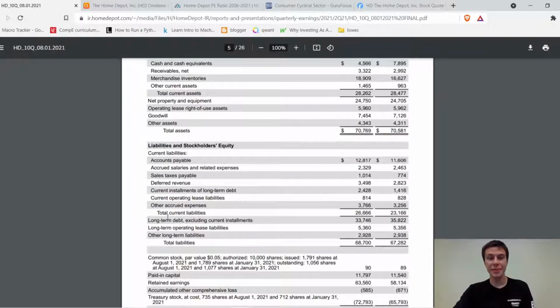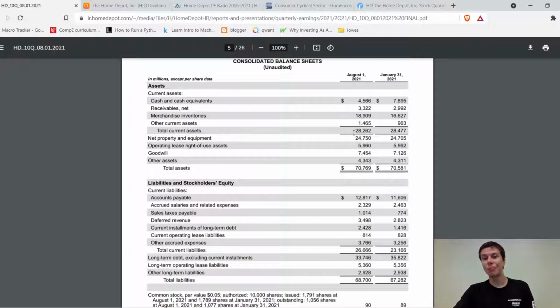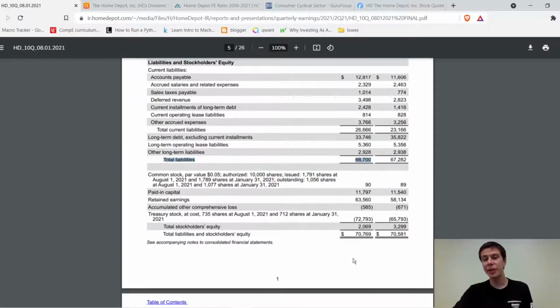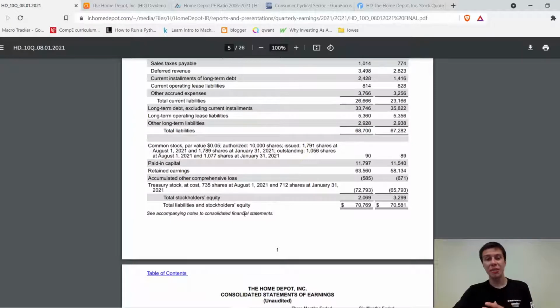And current liabilities are right now at 26.7 billion, but it is up a little bit from 23 billion just 6 months ago. It looks like that is probably going to be okay, but right now they do have a current ratio greater than 1, so that basically means the current assets are greater than the current liabilities, which is something you always want to see. And then total assets sitting around $70.8 billion with total liabilities sitting around $68.7 billion. So, pretty solid numbers there.